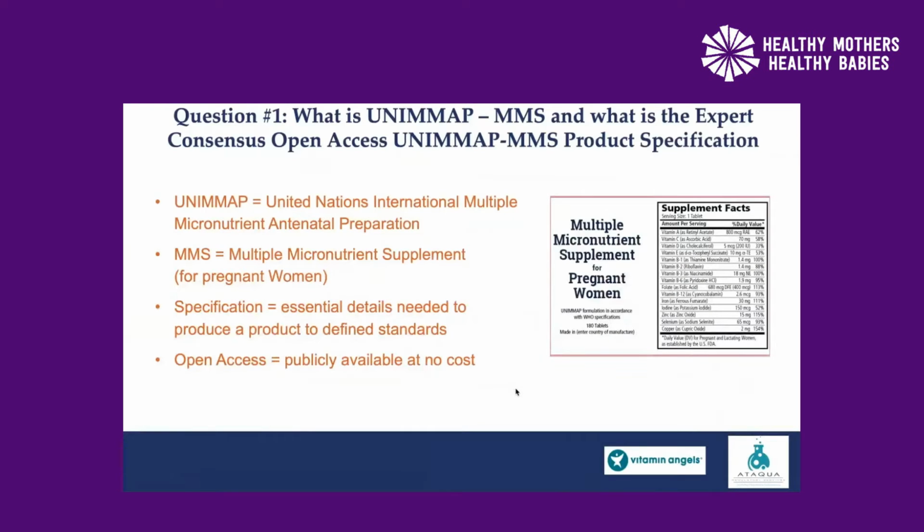In this session, Clayton and I want to answer some questions about producing an affordable, high-quality UNIMMAP MMS product. So what is the expert consensus open access UNIMMAP MMS product specification, and why is it needed? Can't a purchaser just provide a UNIMMAP MMS formula to a local manufacturer to produce the product?